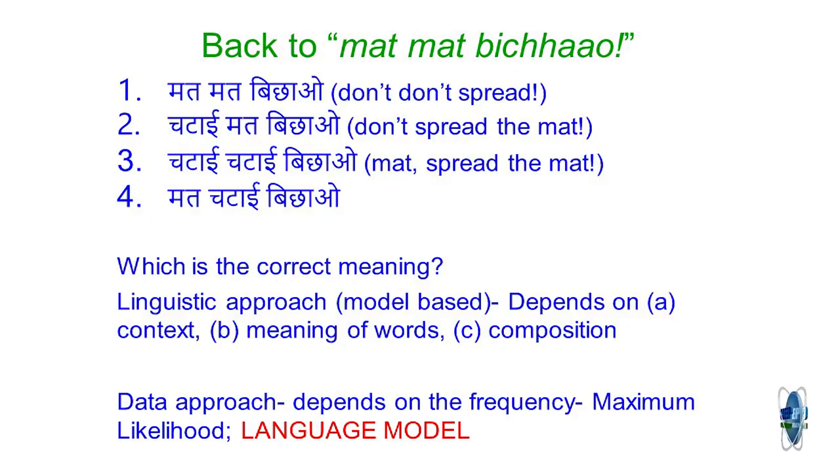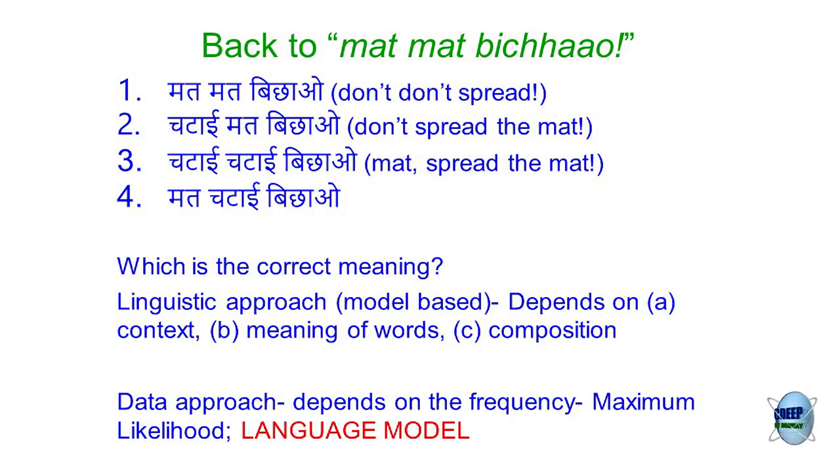Okay. Now we go back to this mat, mat, bichhao. So there are these four possibilities, and we ask which is the correct meaning. This cannot be answered without more information. The linguistic approach to answering this question is model based. It depends on A, the context, B, the meaning of the words, and C, composition. Composition means how the meanings of the words interact with each other.